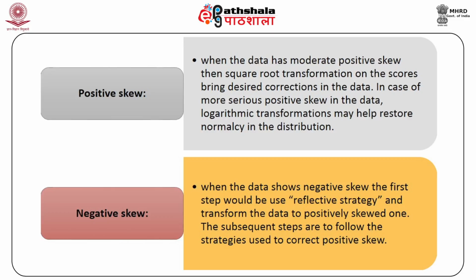In order to correct deviations from normalcy, some of the methods available are: positive skew. When the data has moderate positive skew, then square root transformation on the scores brings desired corrections in the data. In case of more serious positive skew in the data, logarithmic transformations may help restore normalcy in the data. The negative skewness: when the data shows negative skew, the first step would be to use a reflective strategy and transform the data to a positively skewed one. The subsequent steps are then followed and the strategies used to correct the positive skews are taken up.